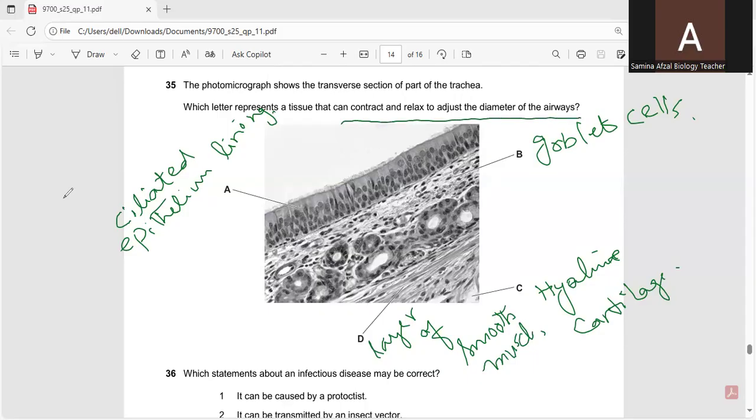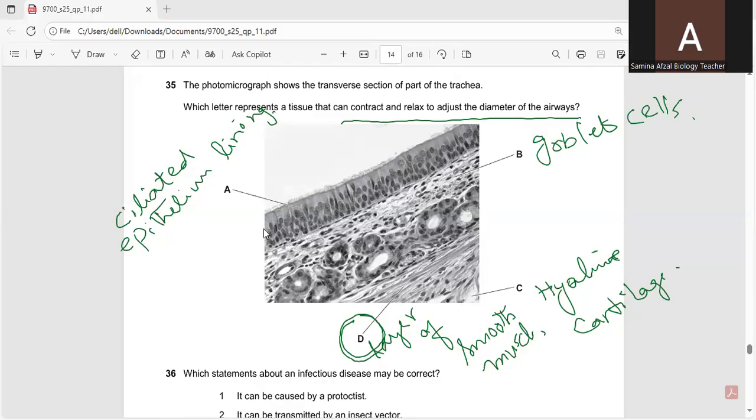In MCQ number 34, we have discussed in detail how the smooth muscles are helpful in the dilation of the airways, and they will be helpful in the passage of air. So D is the correct option, which is the smooth muscles.